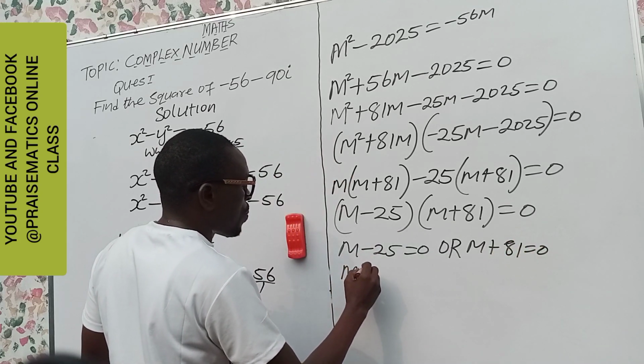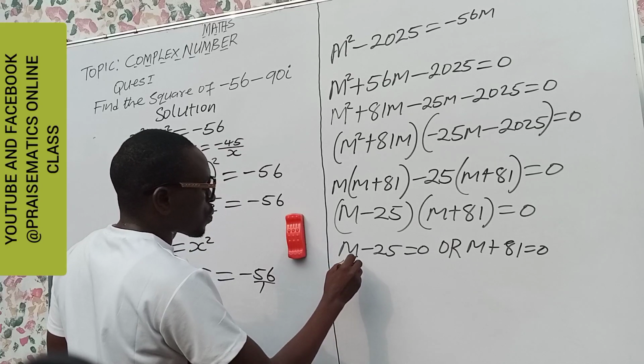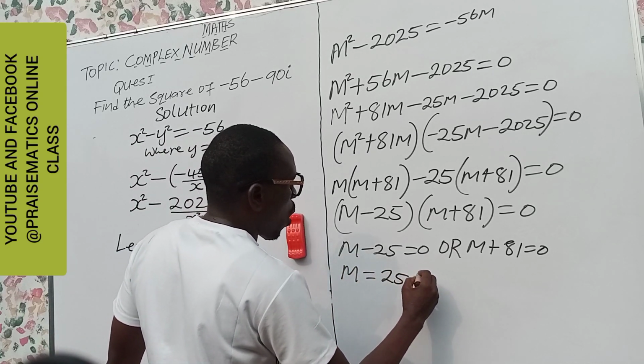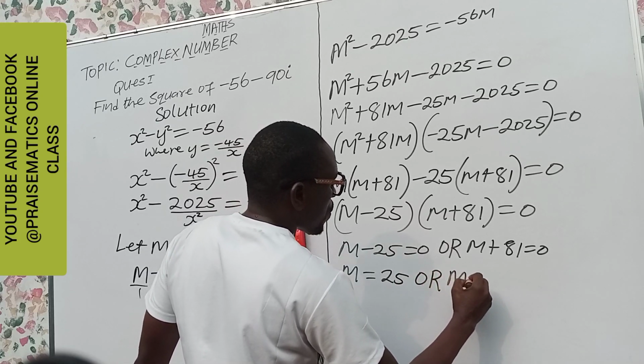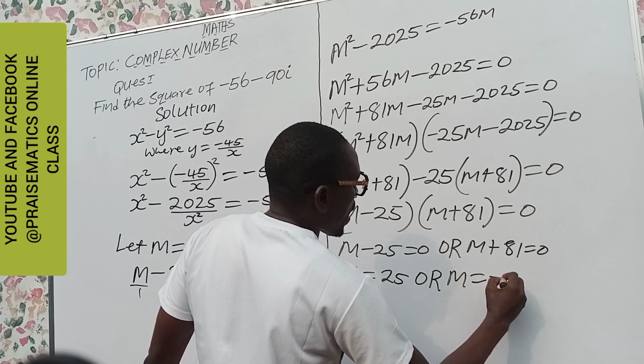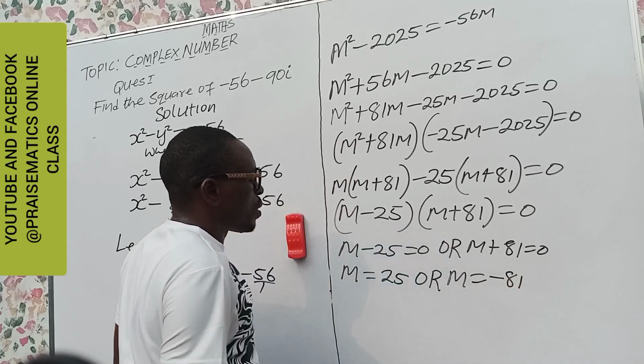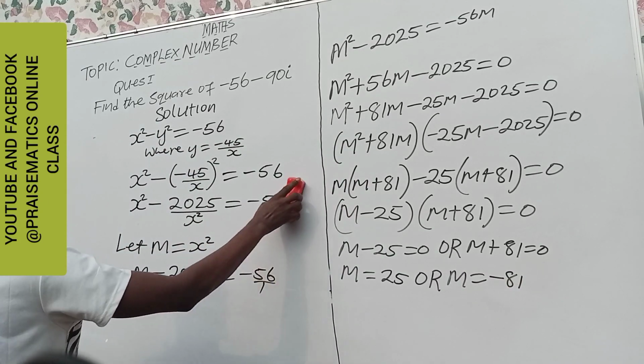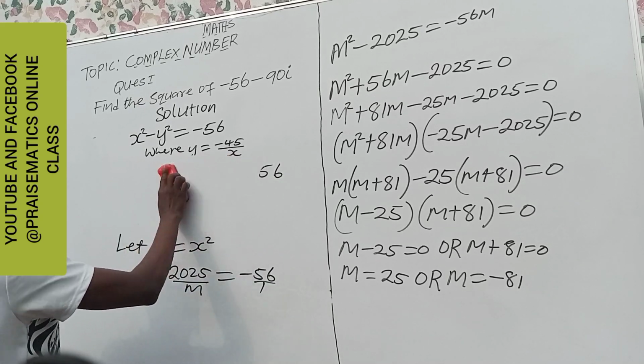Finally, our M is equal to what? M equals to 25, or M equal to minus 81. So that is M for you. So we have succeeded in getting our M. Now let's go back to the question.